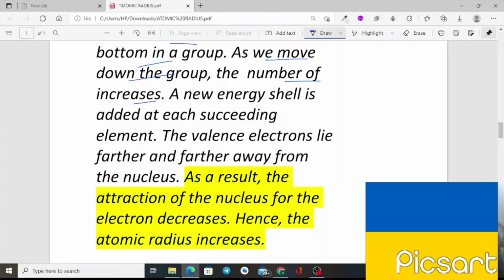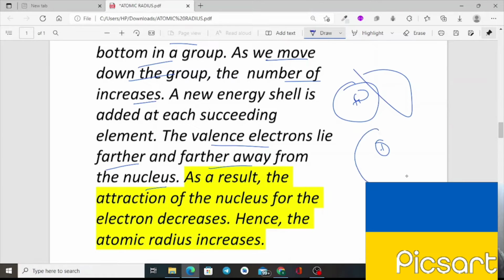So the valence electron lies farther and farther away from the nucleus, because we know that the atomic radius is the distance between the outermost valence shell and the nucleus. So when we move down the group, the valence electron lies farther and farther from the nucleus, and that's why the attraction of the nucleus for the electron decreases. Okay, if this electron is lying farther from the nucleus, gradually it will have less attraction. So that's why the atomic radius increases, because the nuclear charge attracting the electron would squeeze its size.